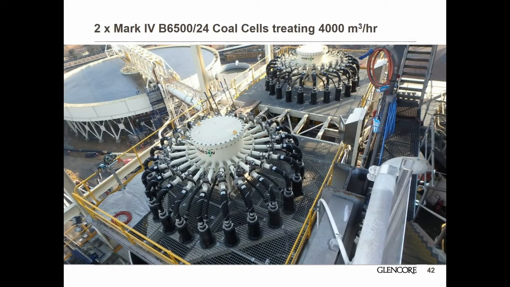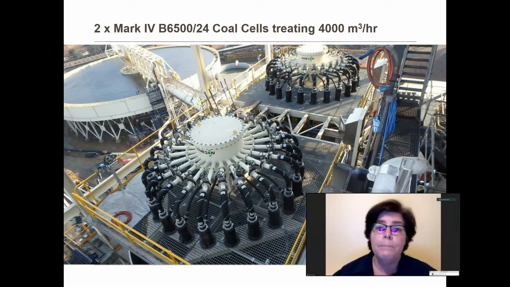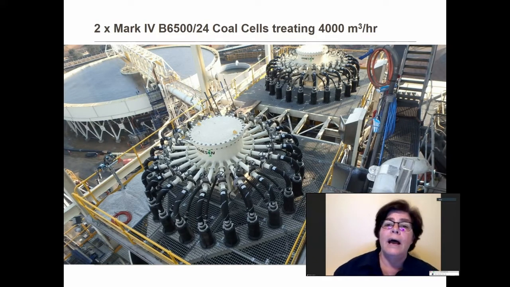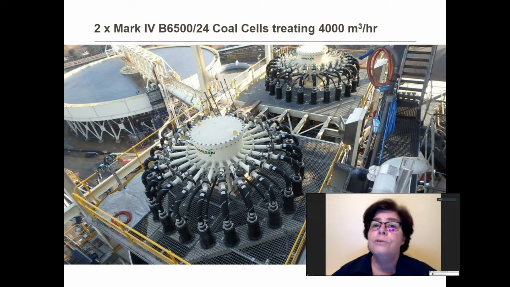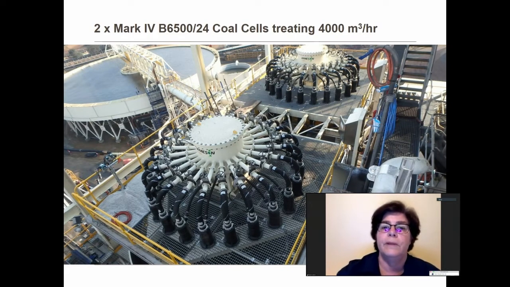Just showing you a couple of indications of what the cell looks like. Here's a picture of 2 Mark IV B6500 24 cells. That means they're 6.5 meters in diameter with 24 downcomers. And the total treatment rate for these two cells is in excess of 4,000 cubic meters per hour. So they treat significant volumes.